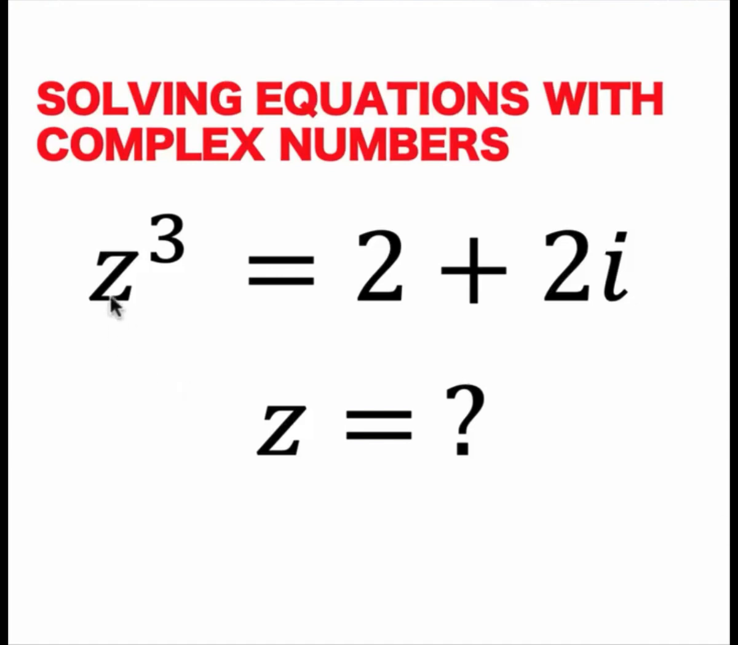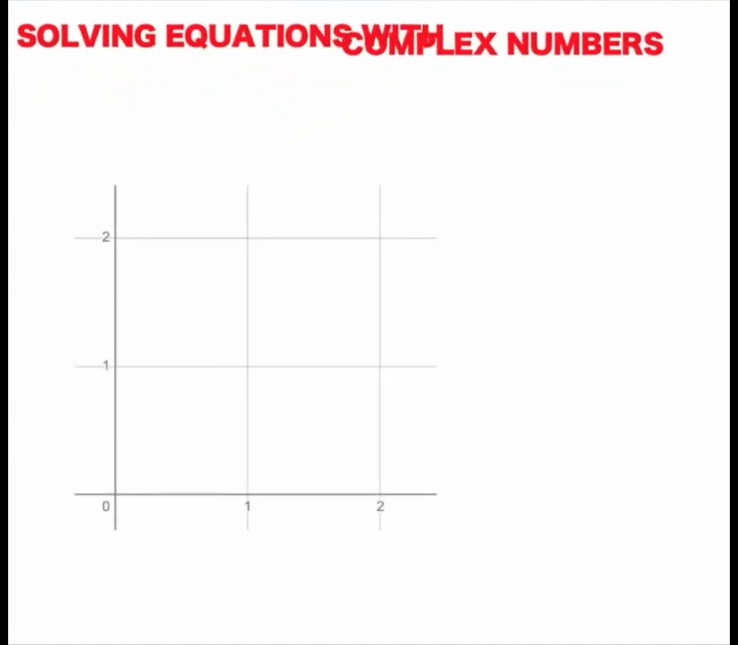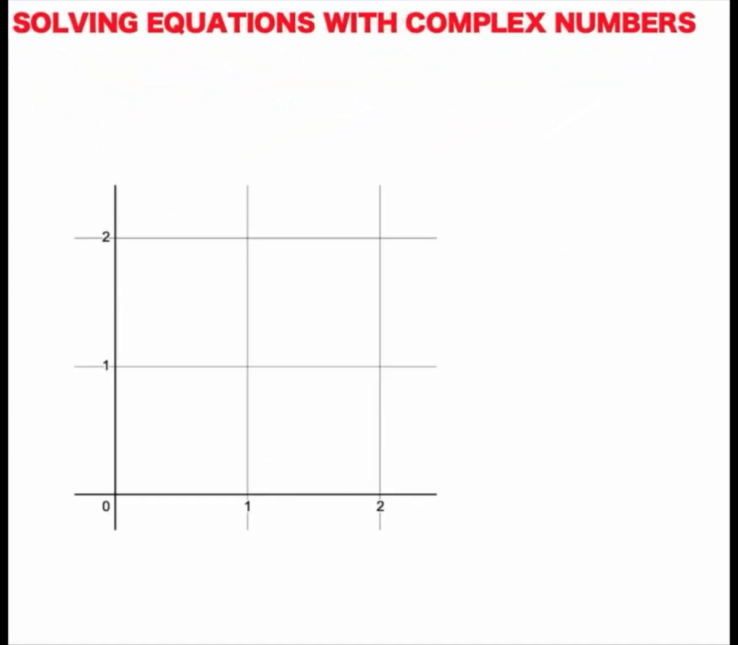This means that we are looking for a complex number z such that when you raise it to the third power, that is equal to the complex number 2 plus 2i. Now, let's solve this problem together. Let's begin by recalling our complex plane.